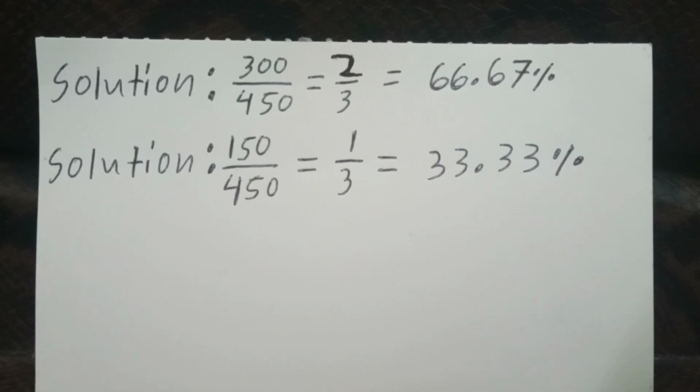So for our solution here, we have 300 divided by 450, which is our base, and that will give us 2/3. And if you convert 2/3 into percentage, that will give us 66.67%. And for our second solution, we have 150 divided by our base again, which is 450, that will give us 1/3. So if you convert 1/3 into percentage, that will give us 33.33%.